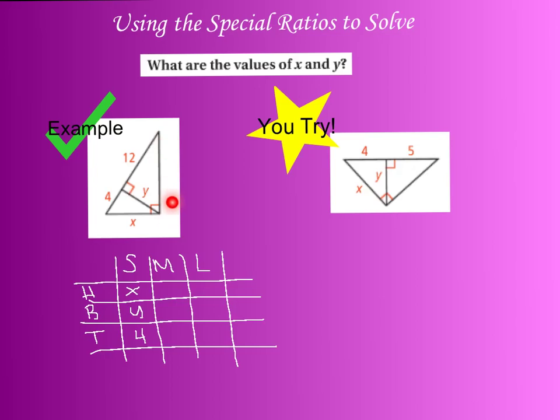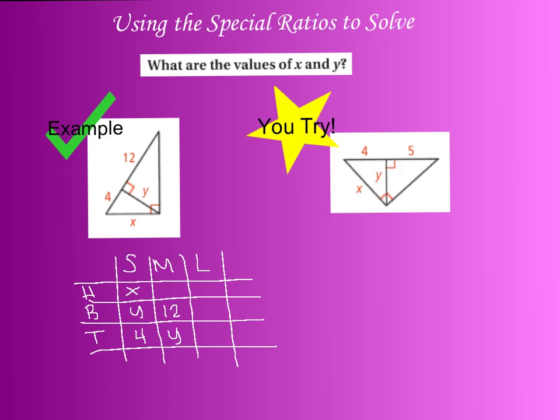So it's okay to leave blanks in this grid. I'm not going to have all of the information, so I'm going to have some empty squares. My big side is 12, and my tiny side is y.